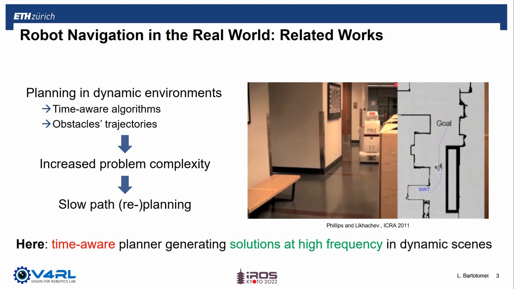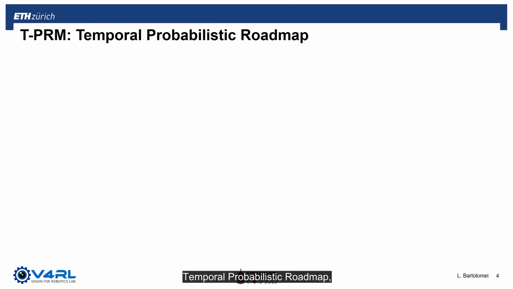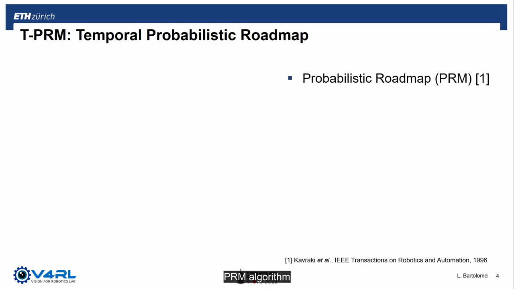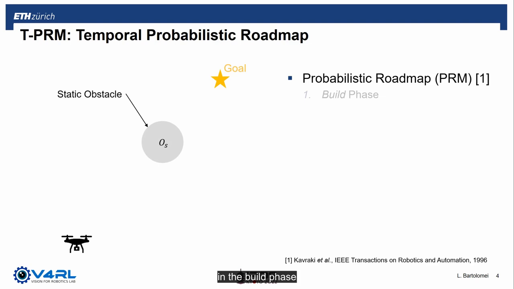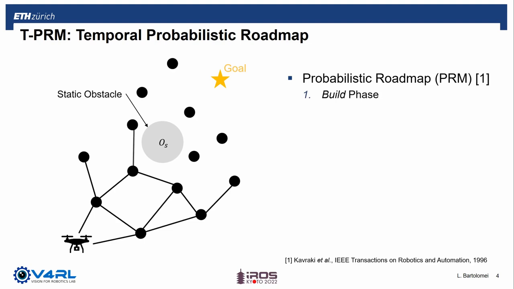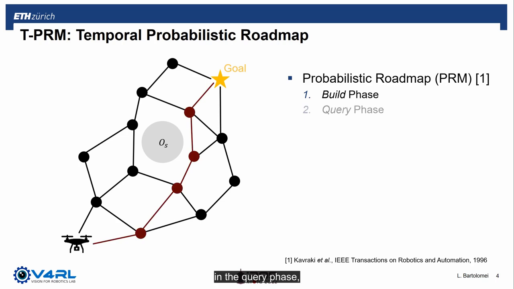The proposed algorithm is dubbed Temporal Probabilistic Roadmap, or T-PRM in short. It builds on top of the well-known PRM algorithm by Kavraki et al. The original PRM algorithm is composed of two phases. Given a start position, a destination, and a map of static obstacles, in the build phase, samples are generated in the free space and then connected by a local planner. This generates an underlying graph that is called roadmap. Then, in the query phase, the path from start to goal is found in this roadmap.